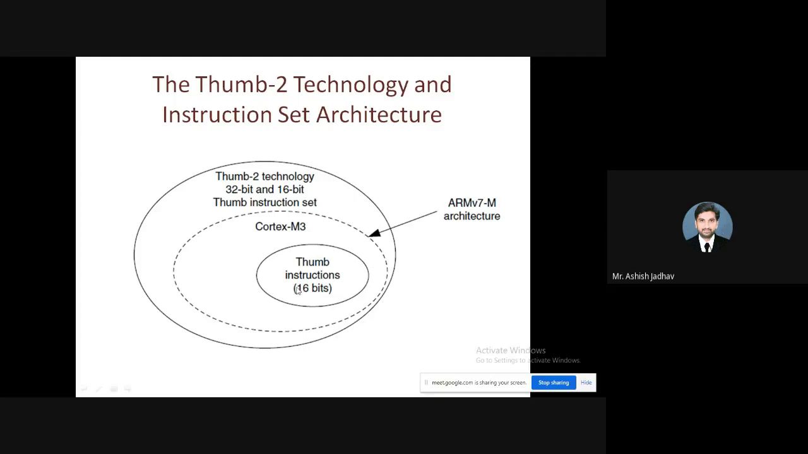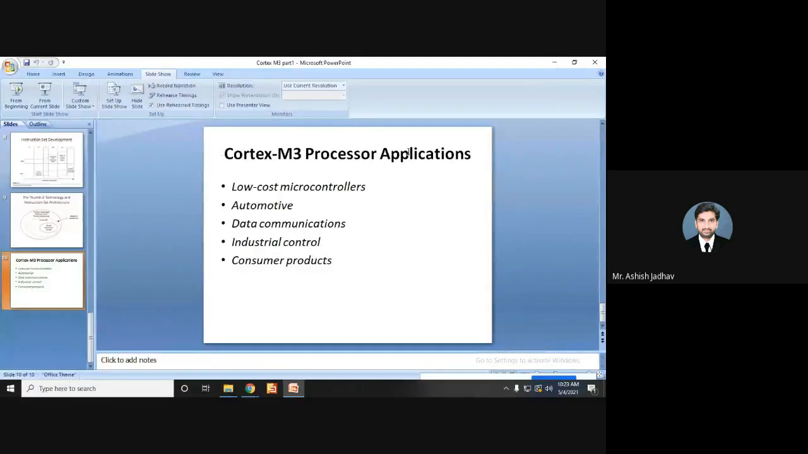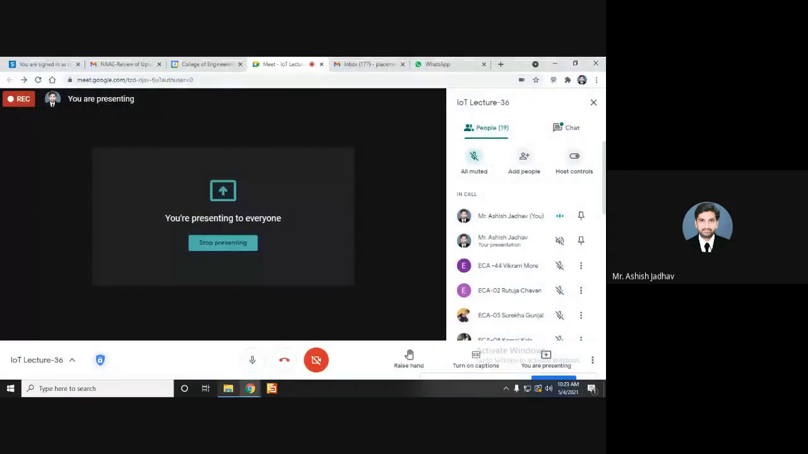So this is the superset, and this one I told you. These are Thumb-2 instructions, which are 16-bit. This is the region where the Cortex M3 has all the 16-bit Thumb instructions as well as 32-bit ARM instructions. And it is said to be Thumb-2 technology, right? So Thumb-2 technology is supported in this Cortex M3. Now, different application areas are described: low cost microcontroller, automotive, data communication, industrial control, consumer. All of these we have studied in detail, right? So with that, the first part is covered.